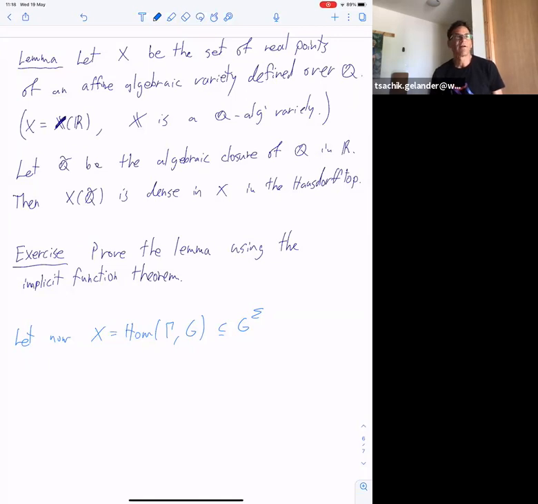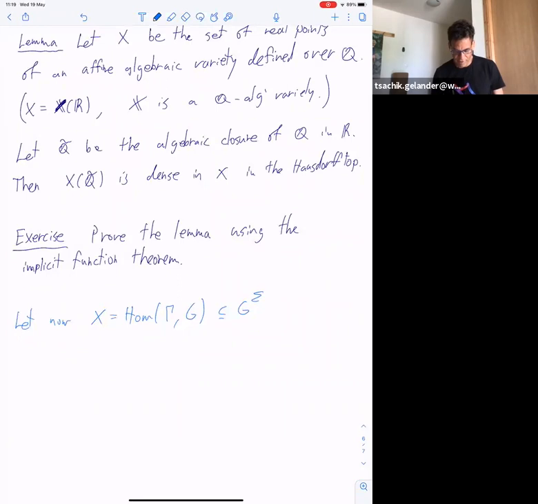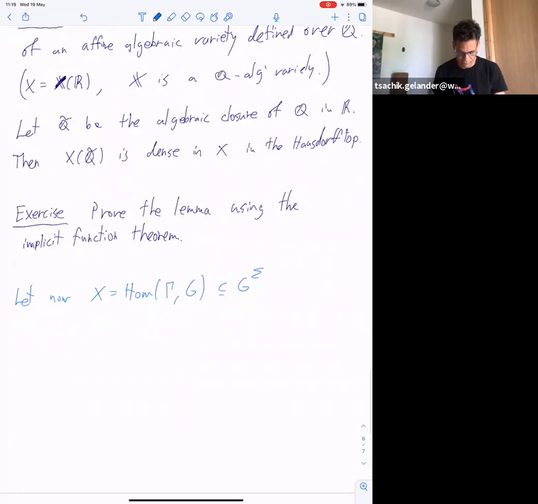So I need the fact that Γ is finitely generated. I don't need that it is finitely presented, because an affine variety is always defined by finitely many polynomials. This is the Hilbert basis theorem. So even if Γ is not assumed to be finitely presented, you get some variety which is defined over Q with finitely many polynomials. But actually I'm not even using it.